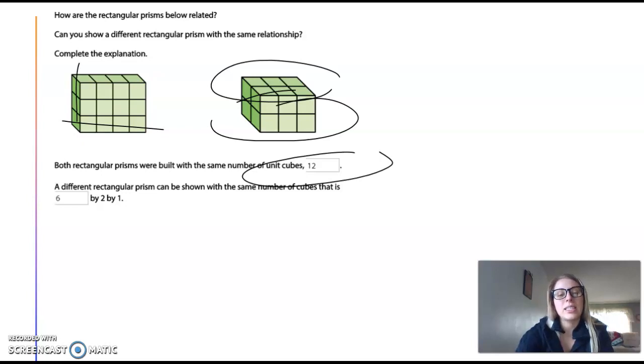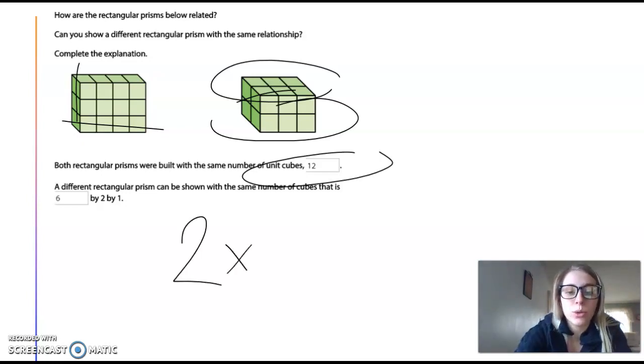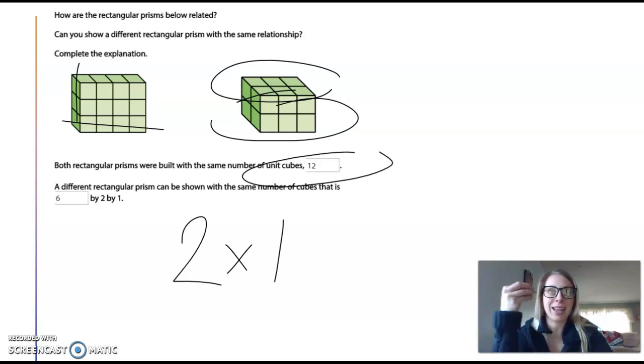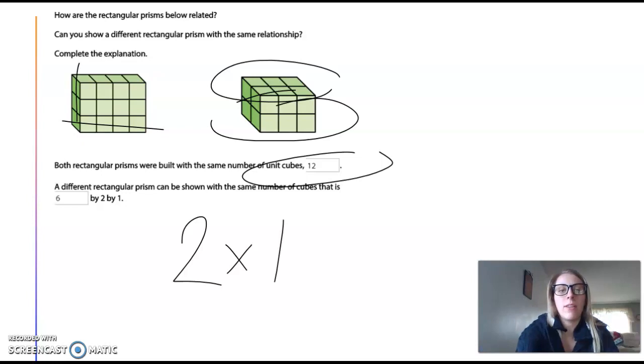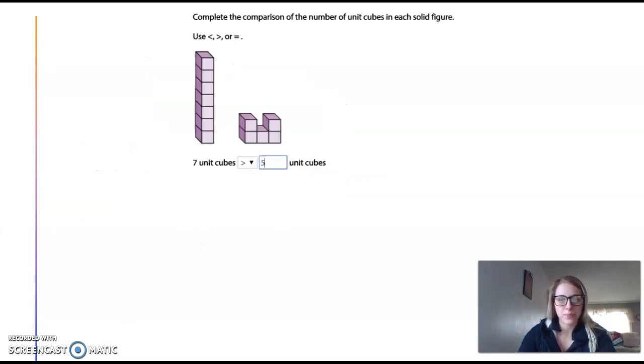Okay, now it says a different rectangular prism can be shown with the same number of cubes, so 12. I was only given 2 times 1. So I think in my head, 2 times 1 equals 2. What times 2 gives me 12? And the only possible answer that you could get is 6. So that's how I knew that was my answer there. You're going to be asked quite a few of these questions today.